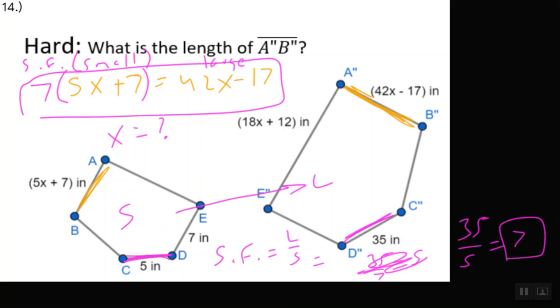Now from there, it's actually asking us what is the length of A double prime B double prime. So of course we'll do 42x minus 17, where y'all are going to plug in your x, the question mark. Okay, let's move on to the last problem of this section, problem number 15.